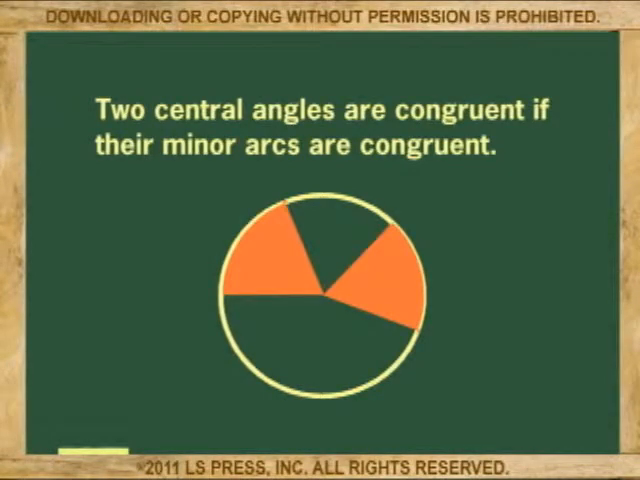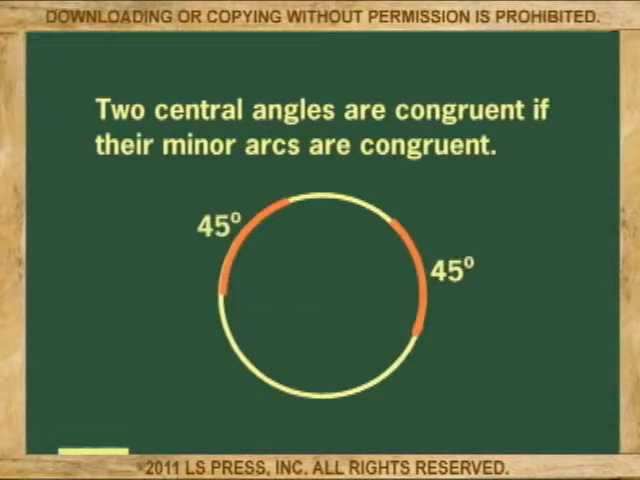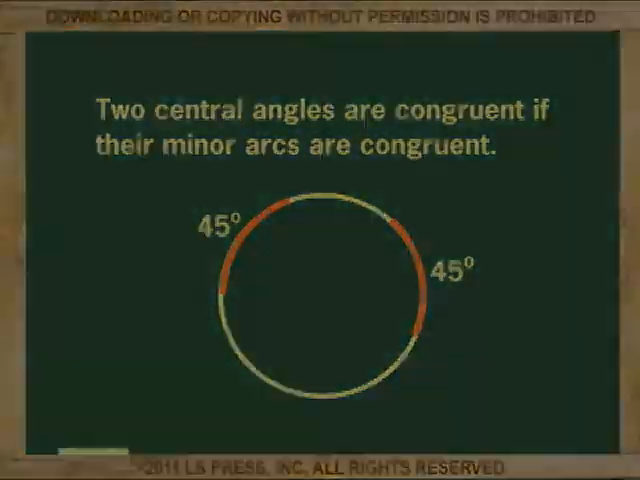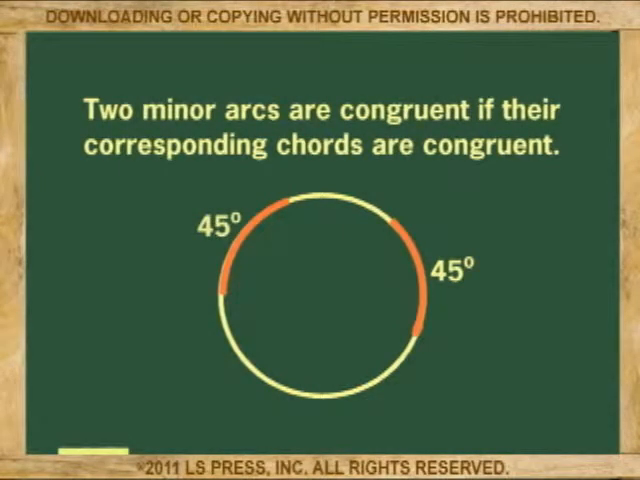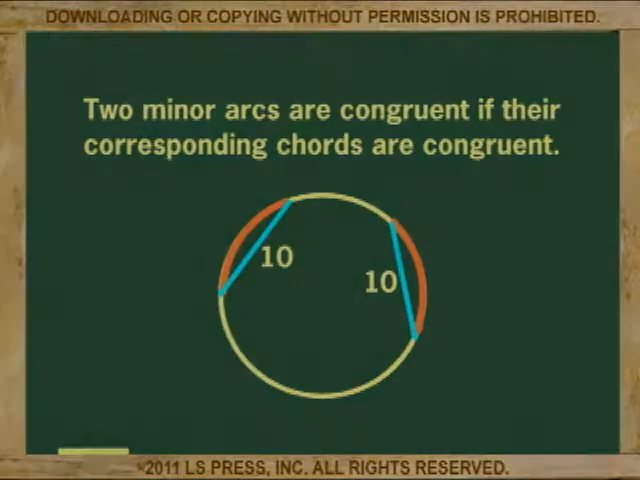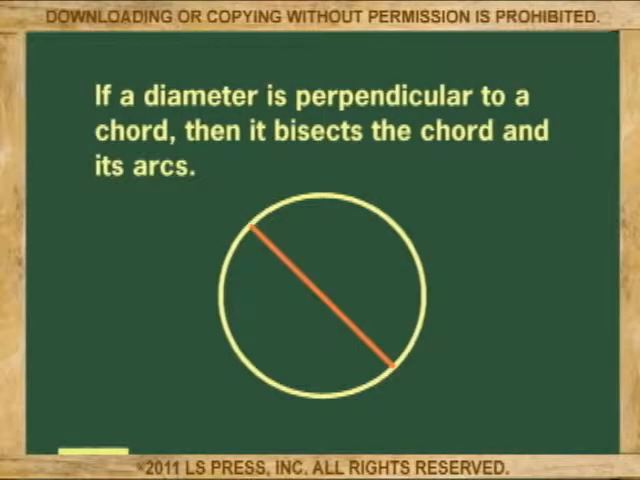Two central angles are congruent if their minor arcs are congruent. Two minor arcs are congruent if their corresponding chords are congruent. If a diameter is perpendicular to a chord, then it bisects the chord and its arc.